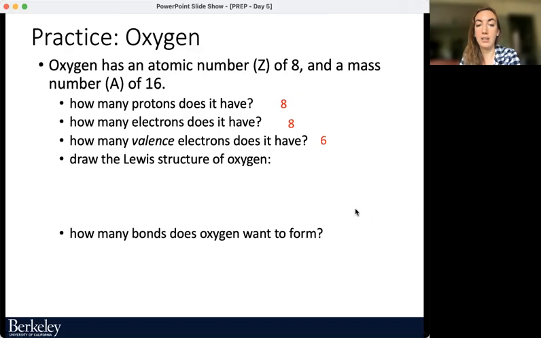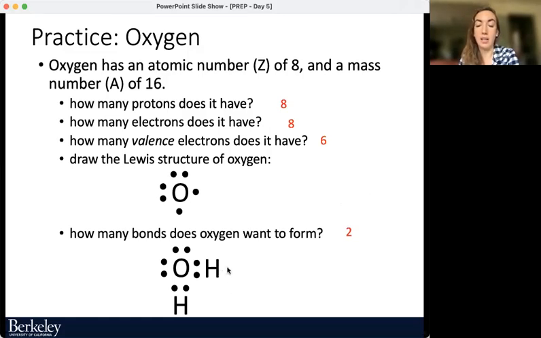Once you have that, you can draw the Lewis structure of oxygen, where we have 1, 2, 3, 4, 5, 6 valence electrons, where 2 of those are alone and sad and unpaired and want to make a friend. So that means that oxygen wants to form 2 bonds because it has 2 empty holes in its little heart that it wants to fill with friends. So it wants to form 2 bonds, and that's where we get H2O, or water. It can form those bonds with all sorts of stuff, but when it forms them with hydrogen, we get H2O, or water.